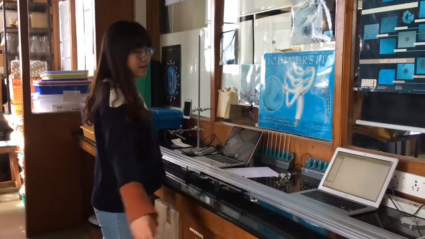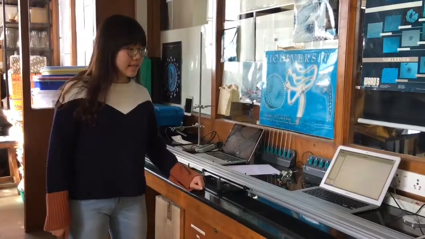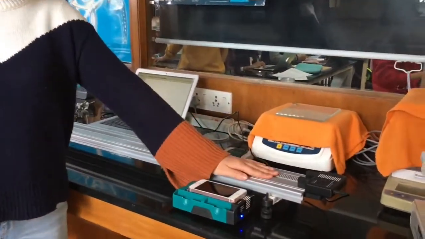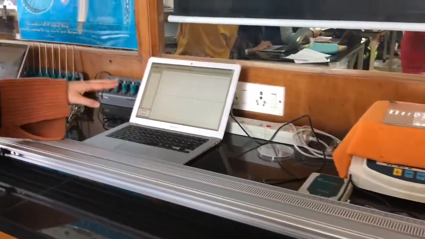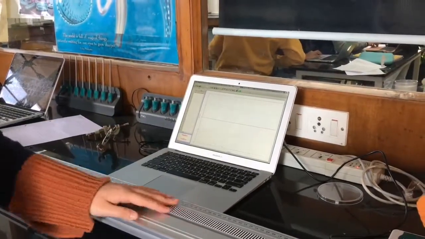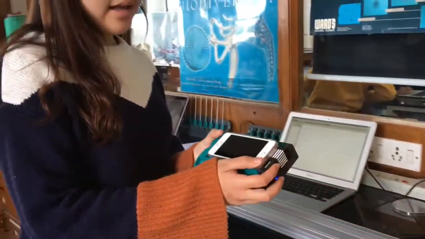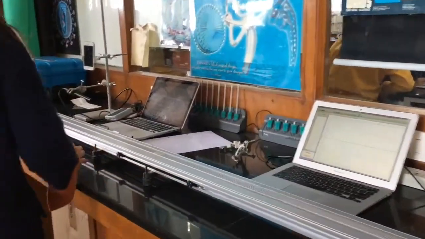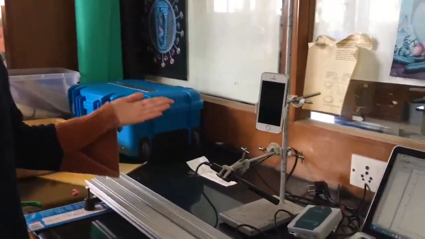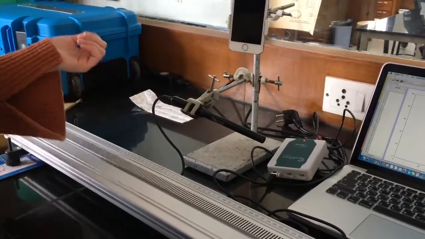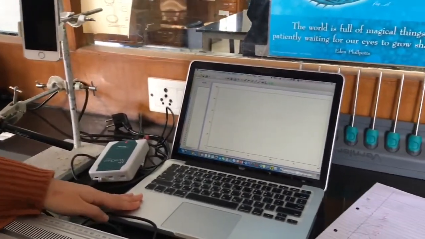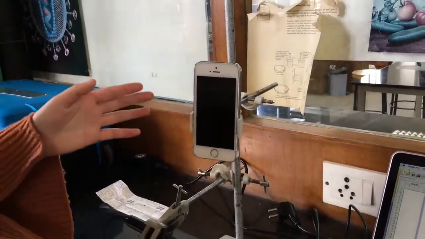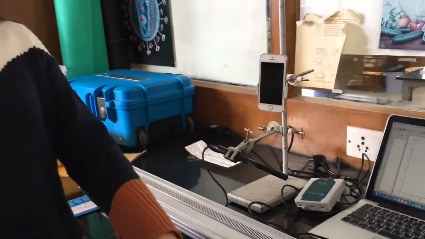So these are our setups for our lab inquiry about beats. We connected these two tracks together, and at the end of this track, we have a motion detector, which is connected to this laptop, and this will tell us about the velocity of the cart. This cart has a phone attached to it, which will generate this frequency. Over here, we have a microphone, which is going to collect the sound pressure, and this is also connected to another laptop, which will tell us about the results. And over here, we have another phone, which will generate the same frequency as the frequency generated by the other phone.